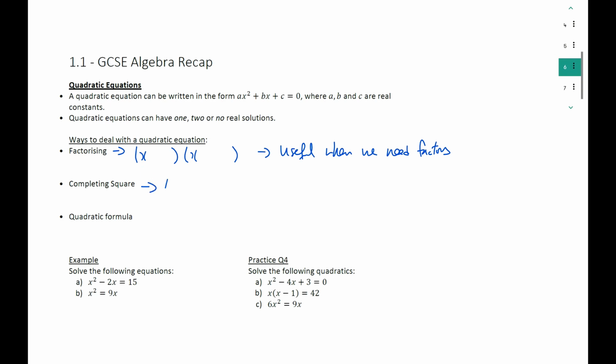Completing the square. Completing the square means you put it in the format of (x plus a) squared plus b. So when is it useful? It's useful when finding the turning point.